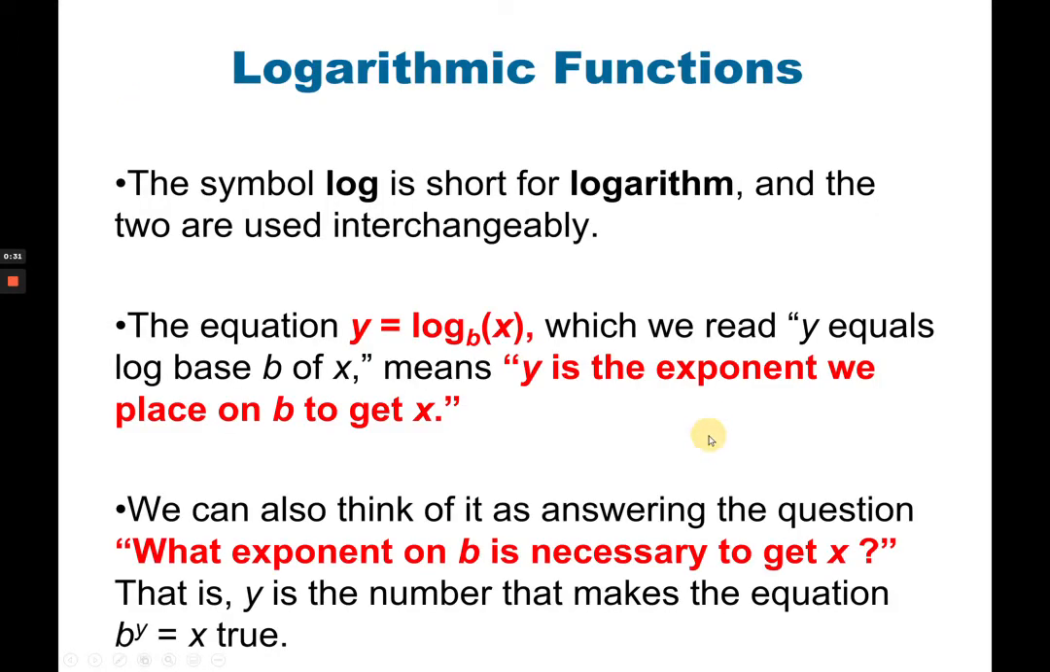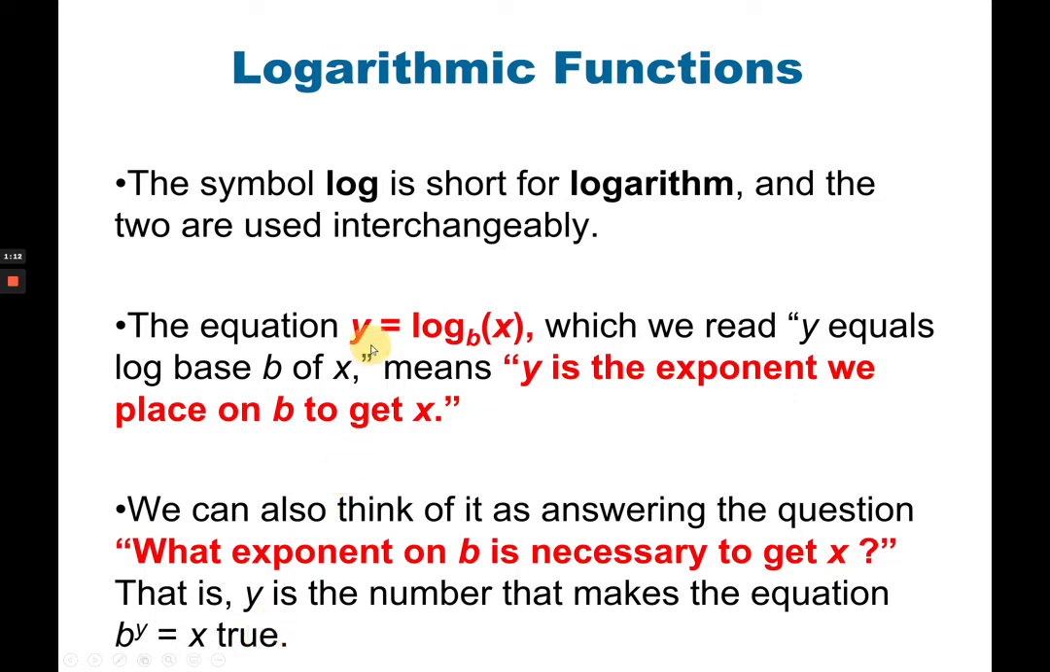Here are your basic concepts. The symbol log is short for logarithm, and the two are used interchangeably. The equation y = log base b of x is read as y equals log base b of x, and means y is the exponent we place on b to get x. We can also think of it as answering the question: what exponent on b is necessary to get x? That is why y is the number that makes the equation b raised to y equals x true.